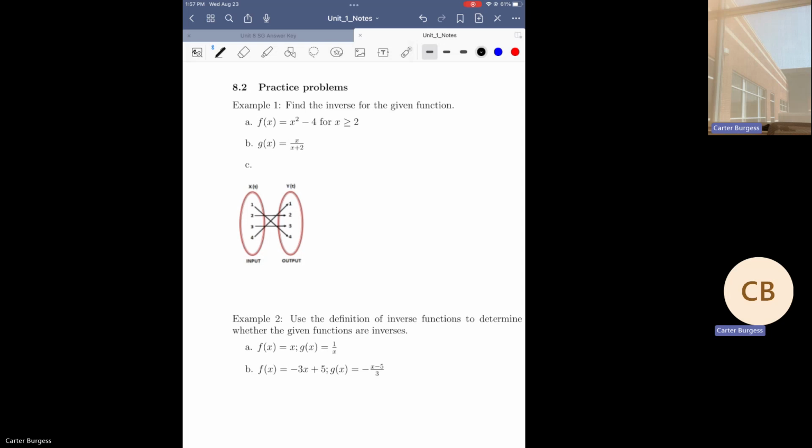Yeah, you can draw it like that. You could also do it as ordered pairs, but it's also fine either way. I understand what you're saying there, so that's totally fine.